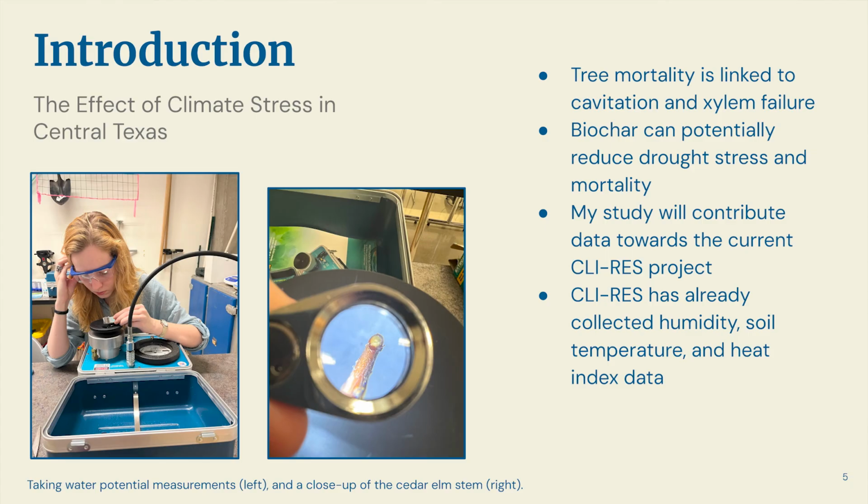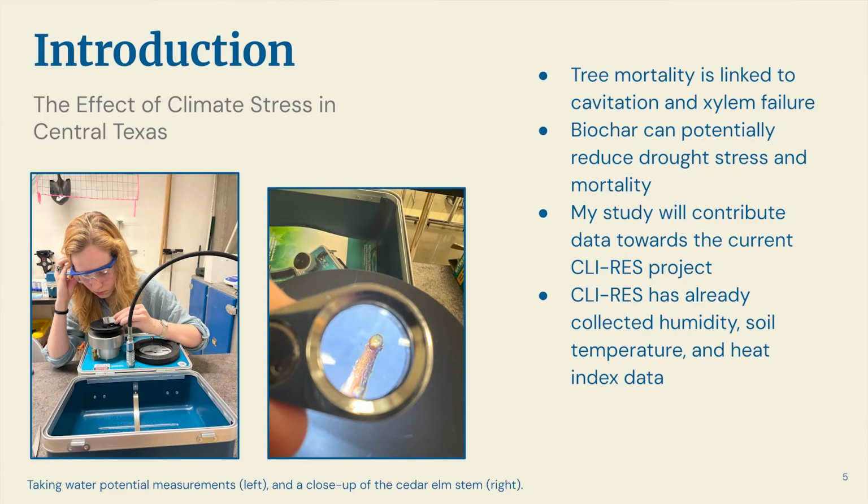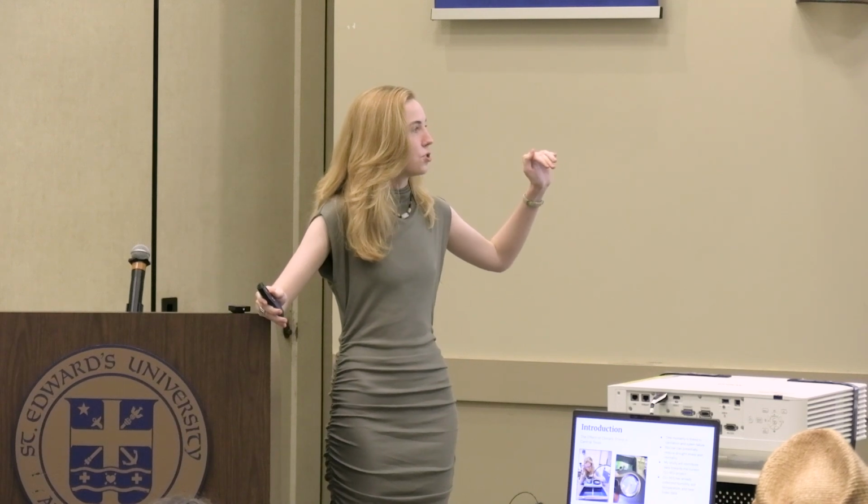These are a couple of photos of me using the pressure chamber that I used to collect water potential. You can see in the second photo, there's a cut end of a cedar elm stem. When you're using this instrument, it pushes gas, in this case nitrogen, through the chamber, and it expels water through the pressure of the gas out of the cut end of the stem. You'll see little bubbles under the lens, and that's how you know at which pressure the plant has its water potential.